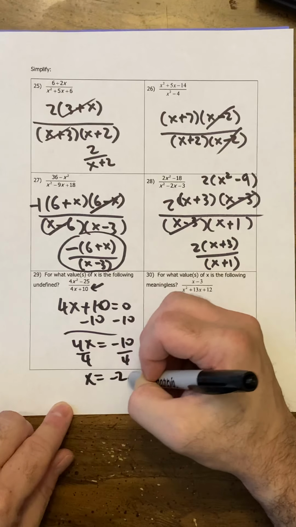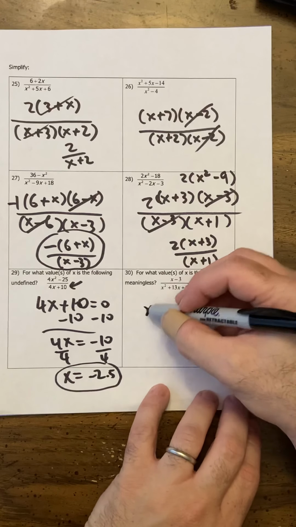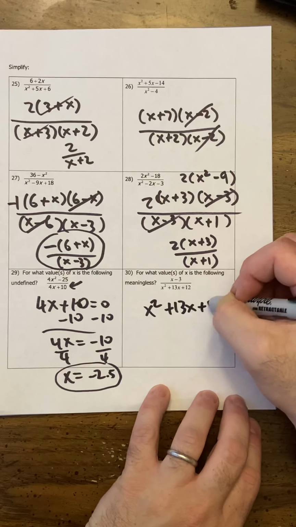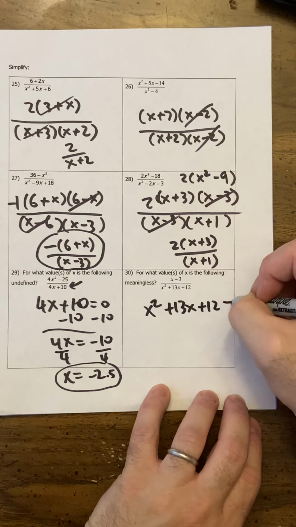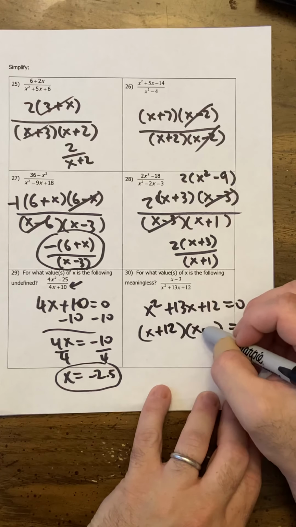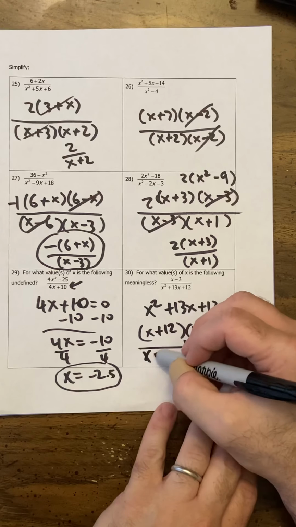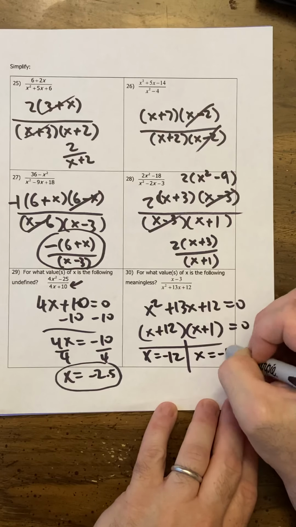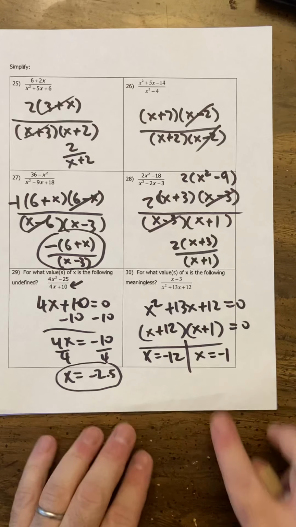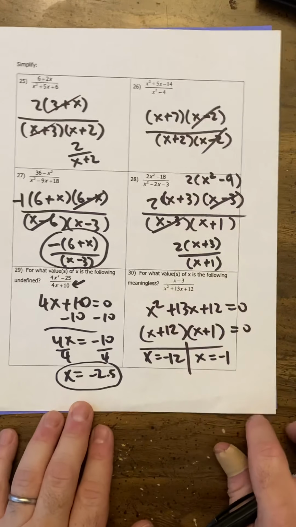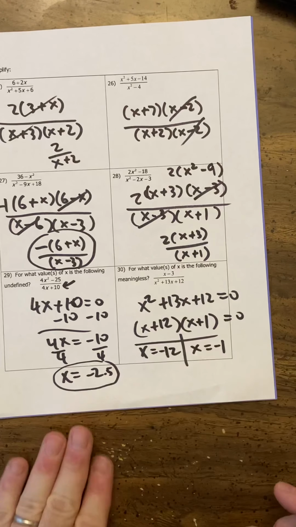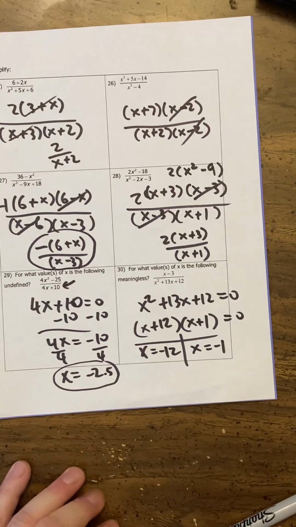When x is negative 2.5, this fraction will be undefined. Number 30 is the same thing. When will this fraction be meaningless? That's the same thing. When is it undefined? It's just the denominator we care about. We're going to set the denominator equal to 0 and factor this. Two numbers that multiply to 12 and add up to 13 are 12 and 1. When we solve this, these are our issues: x equals negative 12 and x equals negative 1. Those values are going to make this fraction undefined because they make the denominator 0. Okay, you should know enough now to work on your homework assignment.